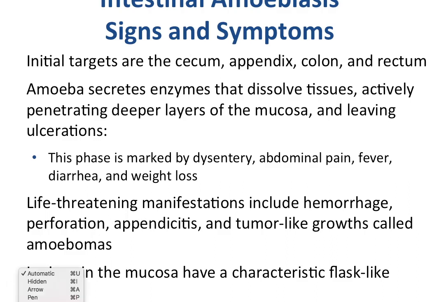It can also cause appendicitis and tumor-like lesions called amoebomas. Amoebomas is tumor-like. So the patient will have a huge bump in the intestine. So when the doctor does the surgery, actually they found this is not tumor. Actually, this bump is induced by the amoebas.